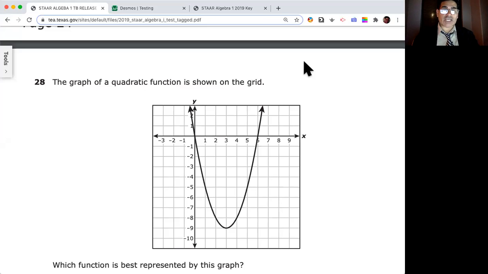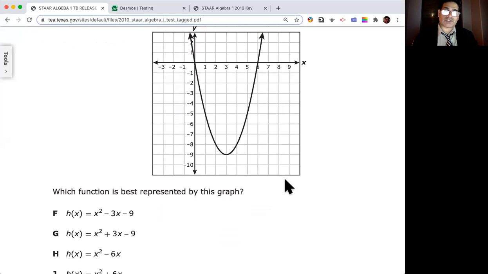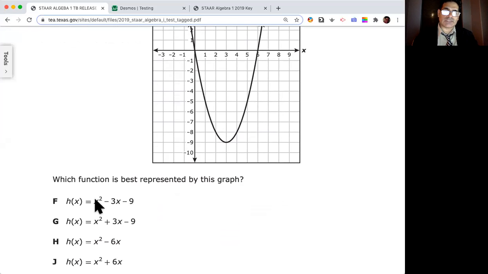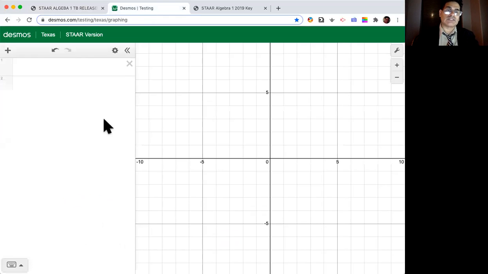The graph of a quadratic function is shown on the grid. Quadratic function, there's the concave up. And I look for clues here, and none of them have a negative to point down that we can eliminate. But it is in standard format. And again, I caution you, I just want you to replace that h of x. You can use it in Desmos, that's fine. I try to stay away from it.